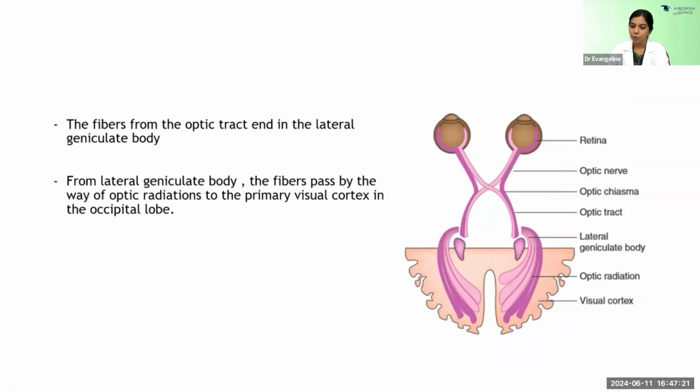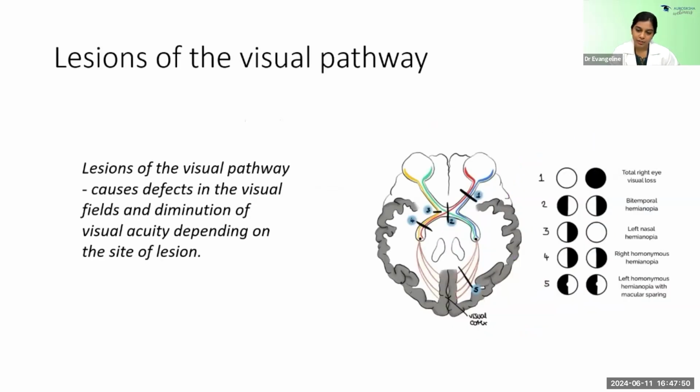The fibers from the optic tract end in the lateral geniculate body. From the lateral geniculate body, the fibers pass by way of the optic radiations to the primary visual cortex in the occipital lobe. The messages transmitted in the form of visual impulses from the two eyes are integrated in the visual cortex to create a single image seen upright. Any lesions of the visual pathway can cause defects in the visual fields and diminution of visual acuity depending on the site of lesion.